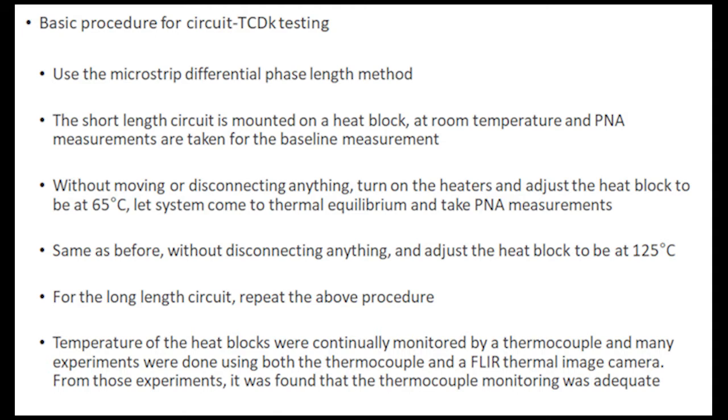Once we're done with that, we take all that apart and we put a larger heat block on and the larger circuit, and we do the exact same procedure all over again. And that's done at the different temperatures, room temperature, 65 degrees C and 125 degrees C, and then we collect all the circuit information at those different temperatures.